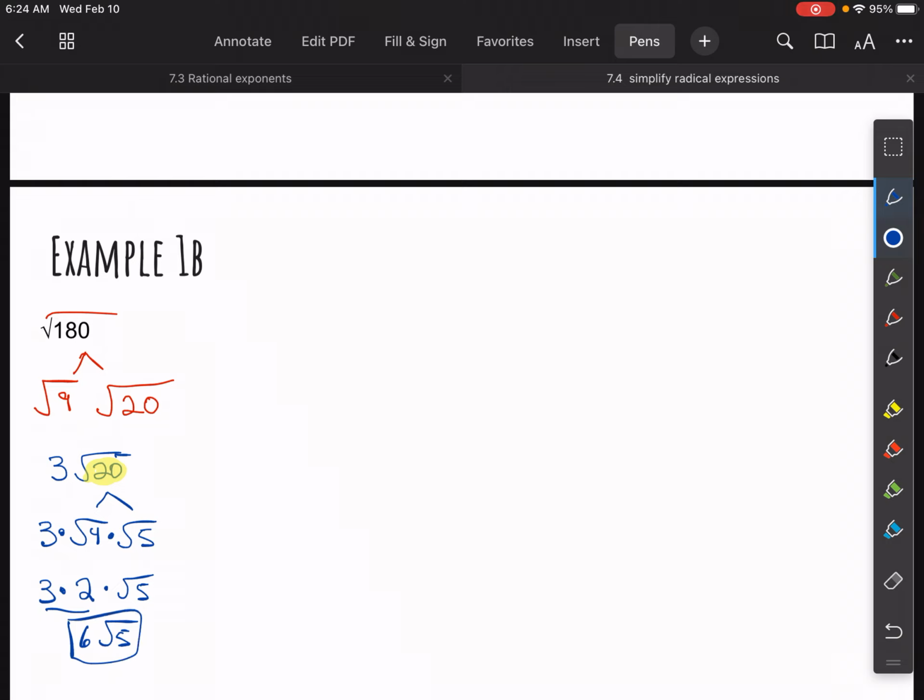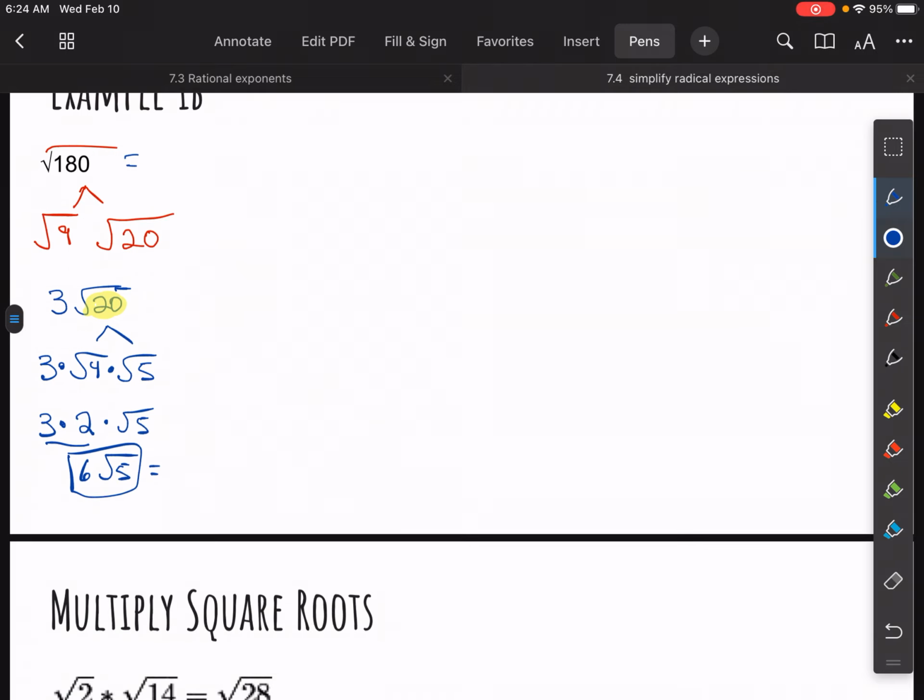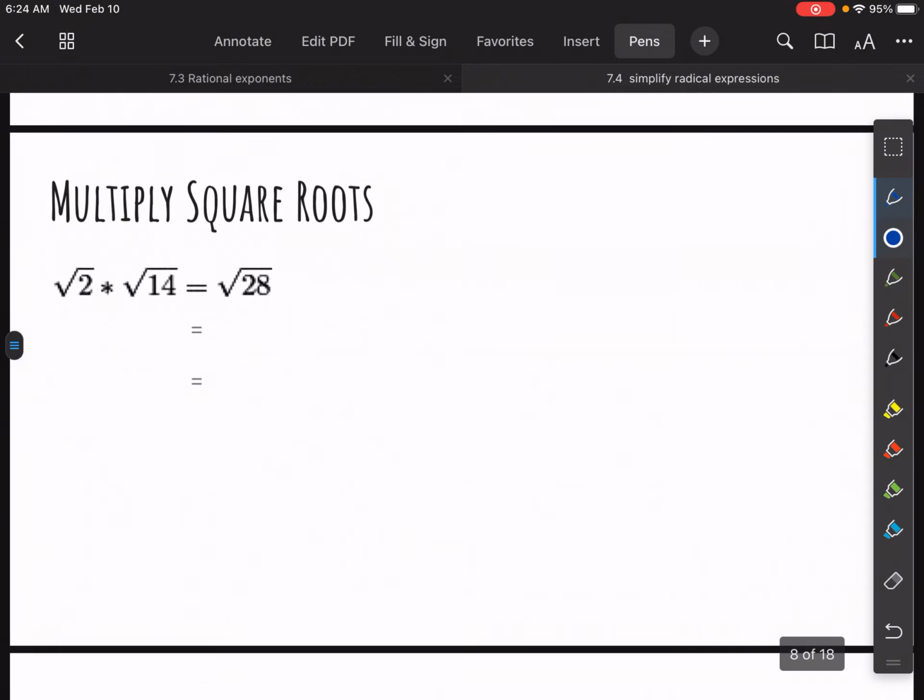And again, I would encourage you, put that in your calculator, see what that equals, put the square root of 180 in your calculator, see what that equals, and then make sure that we did that right. Okay, so that's the square root of 180, example 1b. Next, you guys, we're going to get into multiplying square roots.